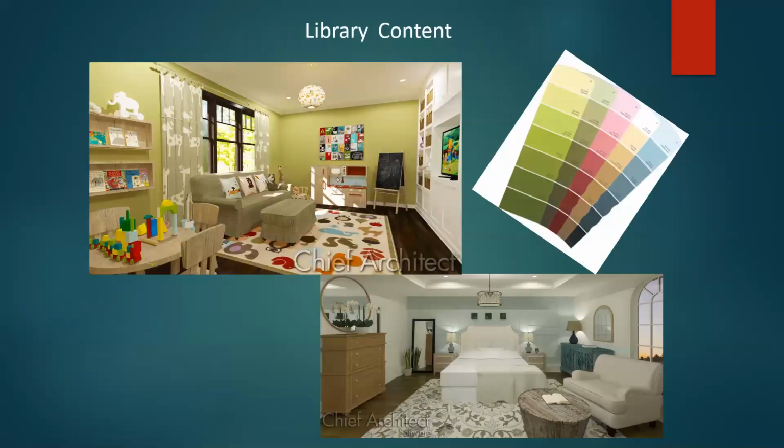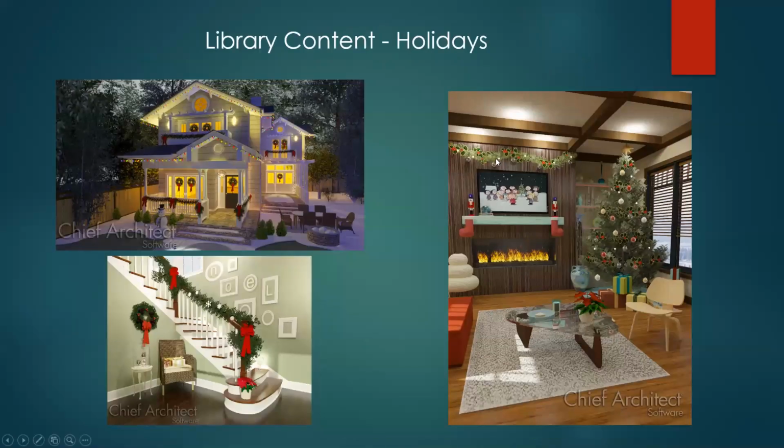Library content. We saw some of this earlier. Here's another example, the one with the paint chips. We have Benjamin Moore, Sherwin-Williams, lots of different paint chips built into the program with their particular manufacturer numbers of the paint chips. So you can actually show someone exactly what the color of their rooms or the outside of their house will be.